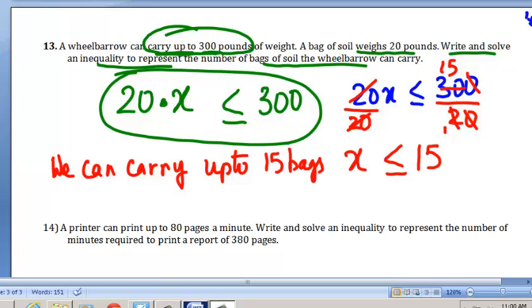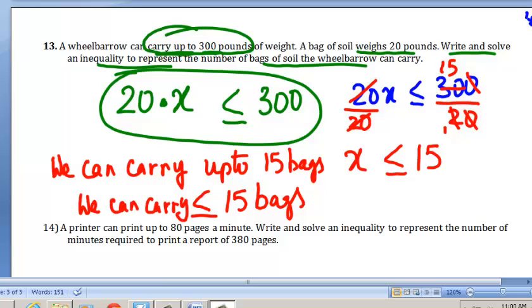You can say you can carry up to 15 bags, or you can say we can carry less than or equal to 15 bags. So either way you can represent your answer.